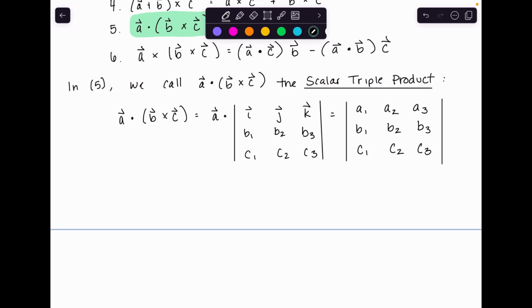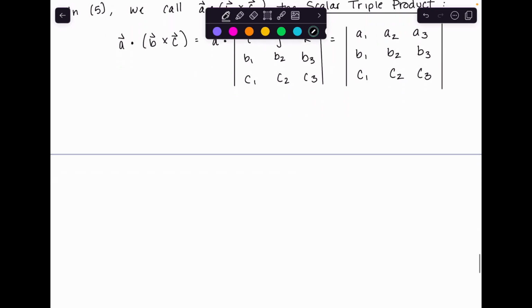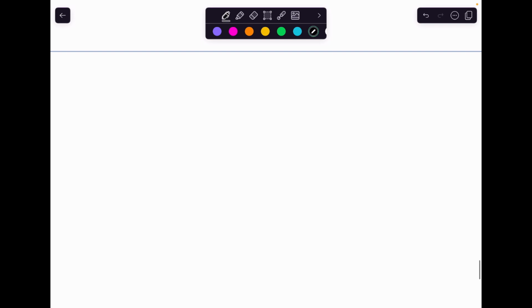So this determinant actually has some geometric significance too. So we're going to go ahead and look at what that is. The triple scalar product has geometric significance as a volume.